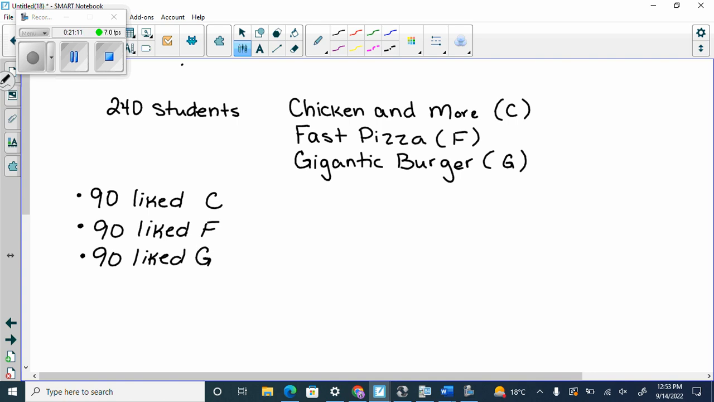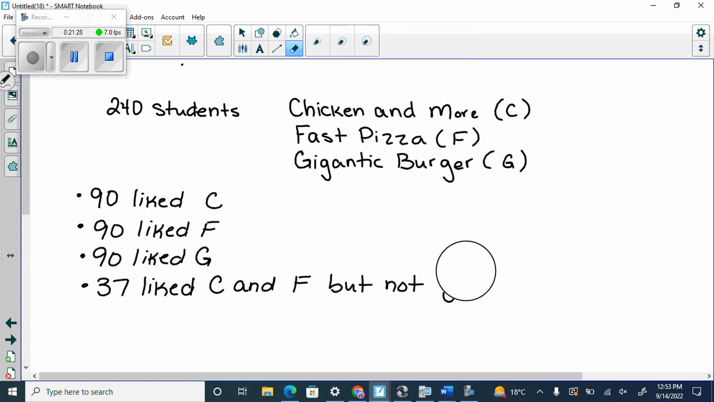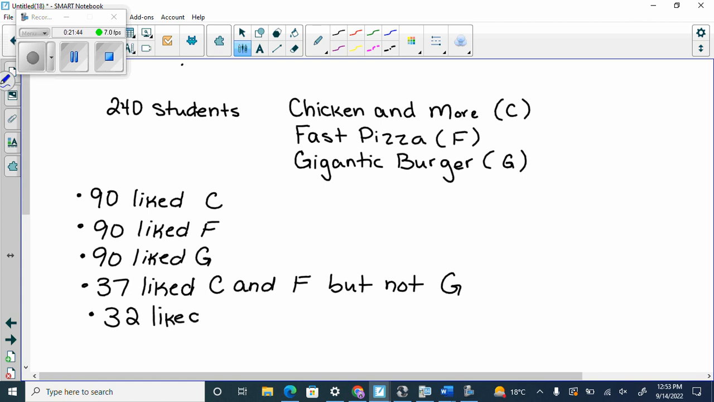37 liked chicken and fast pizza, but not gigantic burger. 32 liked chicken and more and gigantic burger. 11 liked fast pizza and gigantic burger, but not chicken and more. And 13 liked all 3.